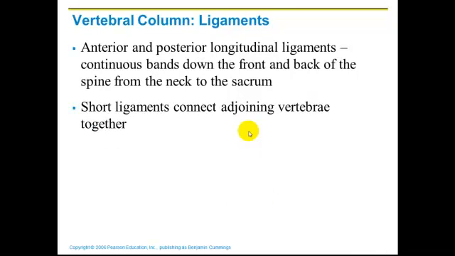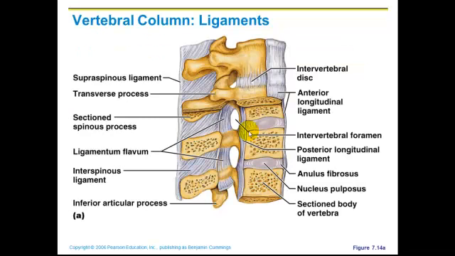Now, the way that these are held together, the vertebral column is held together with ligaments. In between each vertebra, we have intervertebral discs, but they're held together with ligaments. So we have the anterior and posterior longitudinal ligaments. Those longitudinal ligaments run basically up and down, running the longitude, long ways.